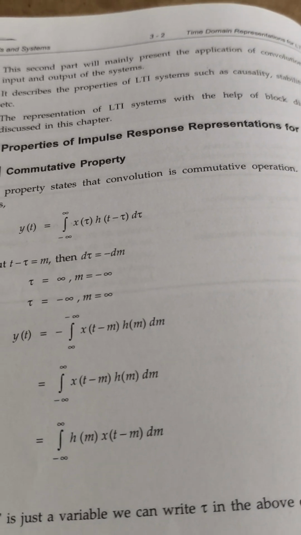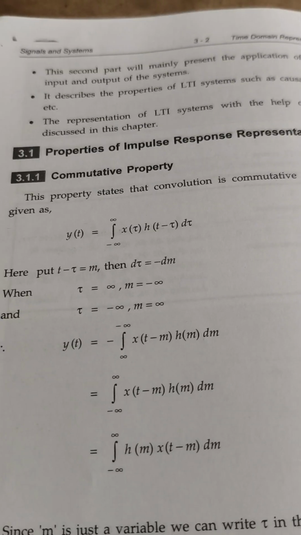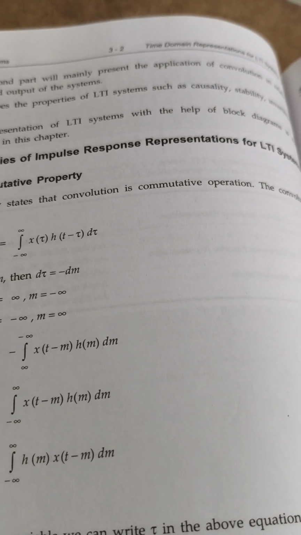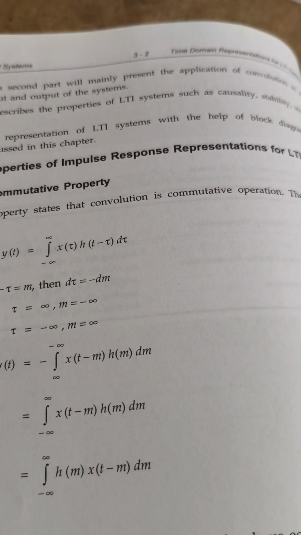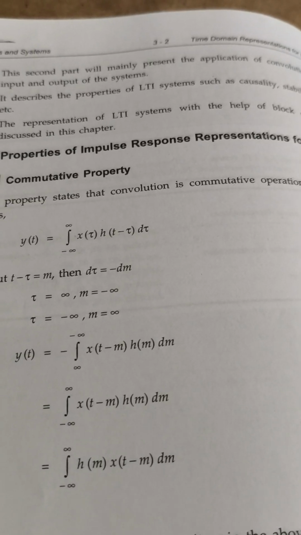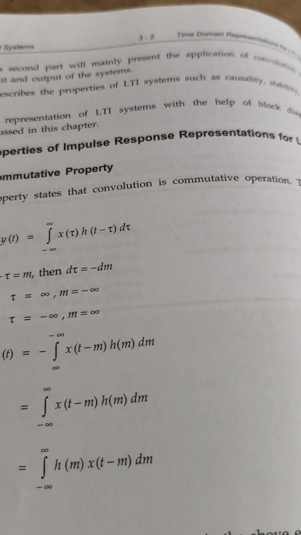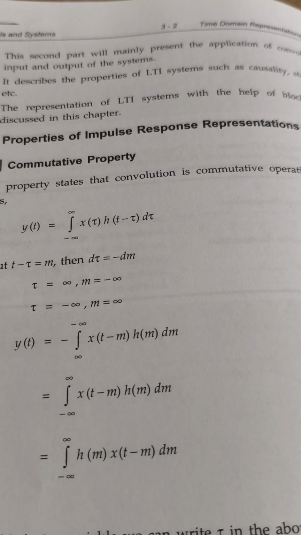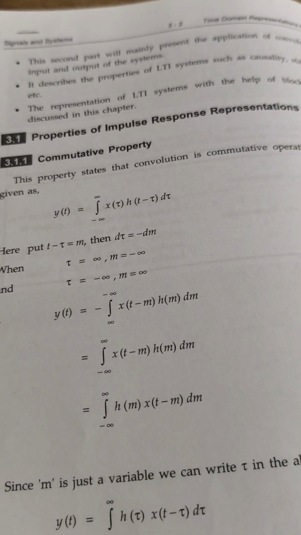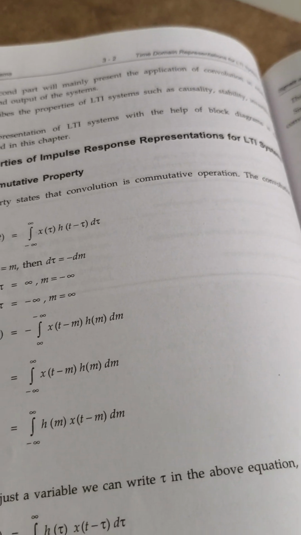Whatever we have done so far, we have discussed the convolution integral. We do the convolution integral on the continuous time system. Here they tell that convolution is a commutative operation, meaning x of t convolved with h of t is equal to h of t convolved with x of t. That is, if you interchange the positions of the input and the unit impulse response, there is no change in the output. They have derived that convolution obeys the commutative property.